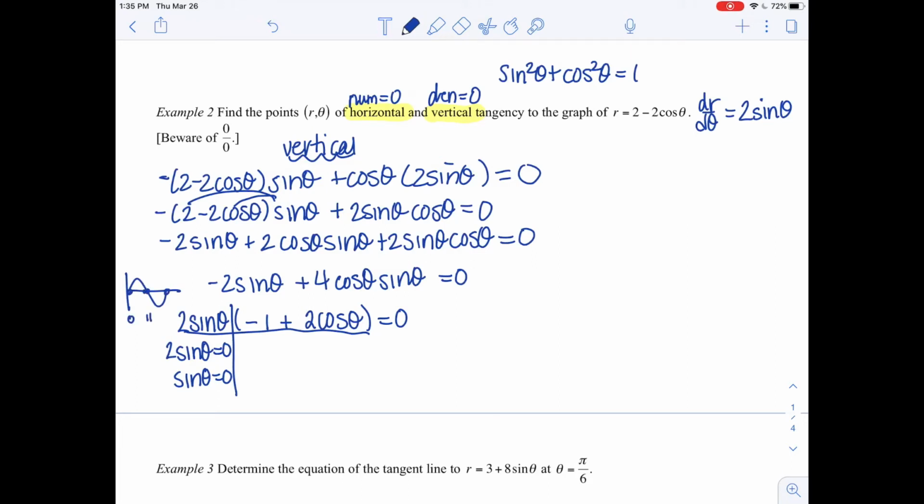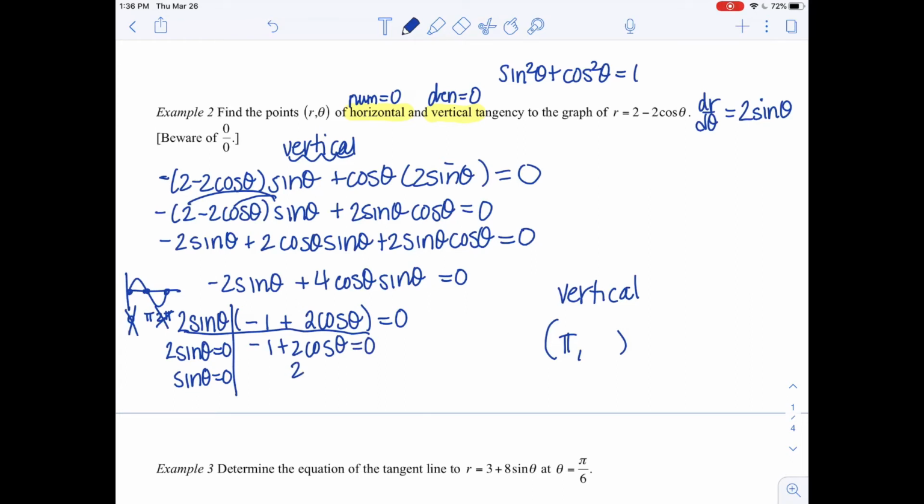We'll look at your basic sine curve. Sine equals 0 when you're touching the x-axis. So that would be at 0, pi, and 2 pi. Now, I have to be careful because when I did the solutions for the horizontal tangents, 0 and 2 pi actually worked for both horizontal and vertical, for numerator equals 0 and denominator equals 0. So actually 0 and 2 pi cannot count. So the only one where I actually have a vertical tangent is at the point pi comma something.